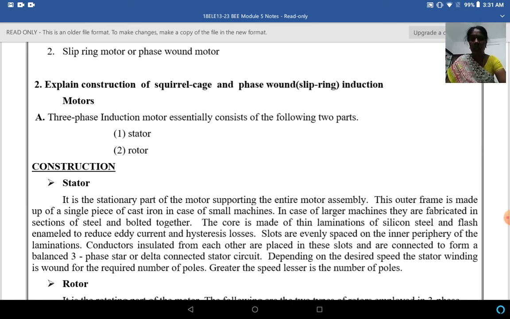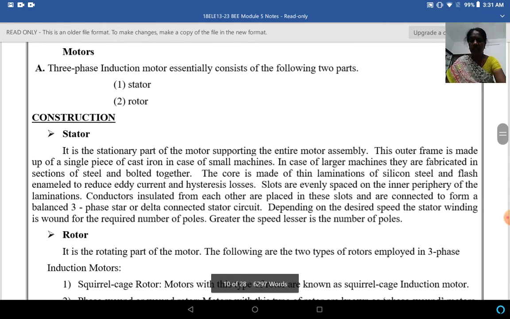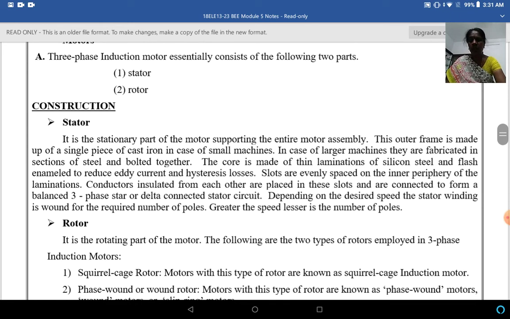Here you can have either the stator as the stationary part, or the rotor, like the armature, as the stationary part, or the field system as the stationary part. Any one case is possible. Construction of an induction motor.